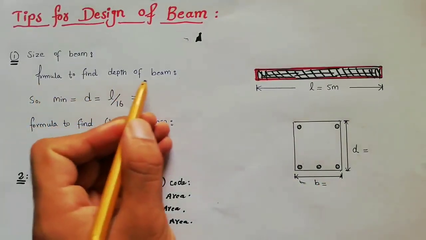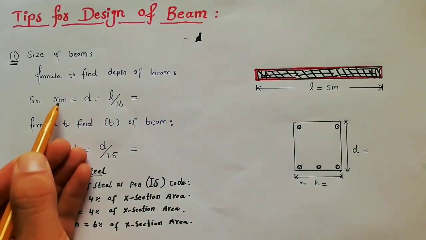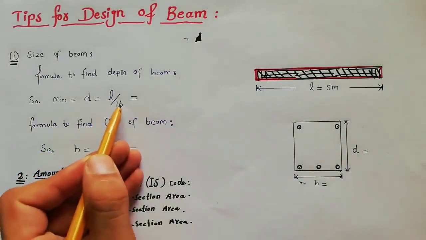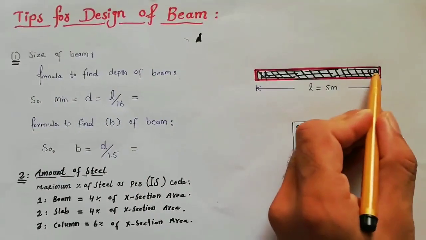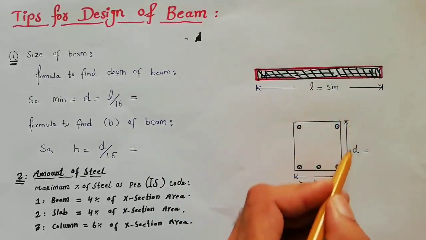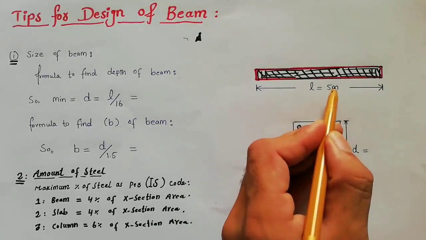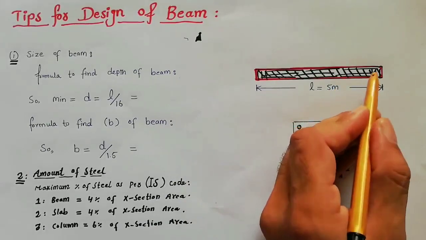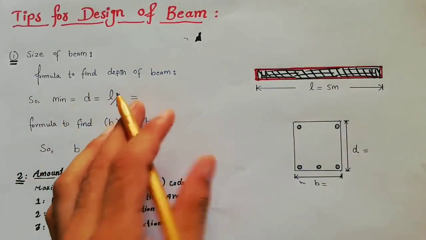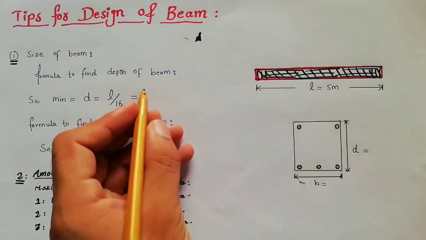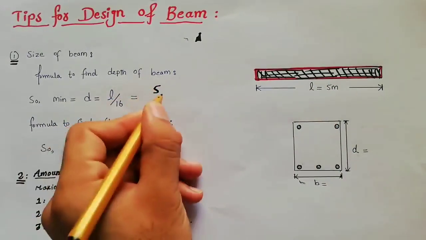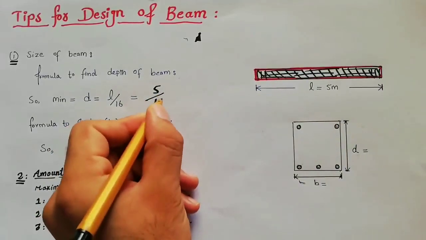So formula to find depth of beam: minimum depth D is equal to L divided by 16, where L is the length of beam. This is the long section for a beam which length is 5 meter. So I will find depth of beam for a 5 meter length RCC beam. You can use the formula L divided by 16, so I can write here 5 meter length of beam divided by 16.